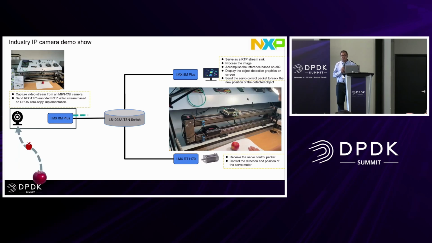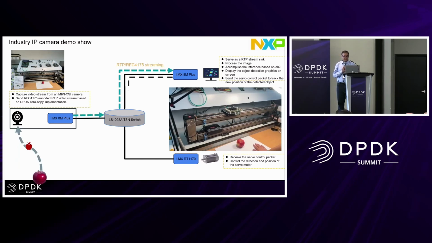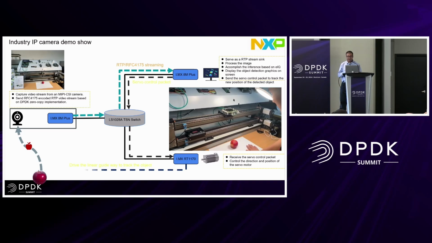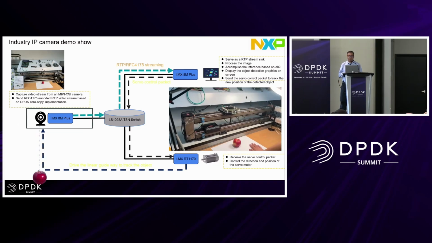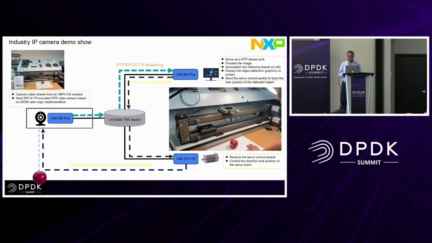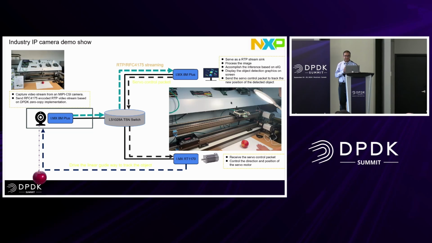This is just a demonstration of the system where we were able to achieve it. The IP camera was picking up the packets, and then using a TSN switch, the packets were going to another ATEM plus, which does intelligence processing on the captured image data, and then feeds that data into an i.MX RT, which feeds a servo motor. That way, combining DPDK and image processing, we were able to help the customer build this use case.